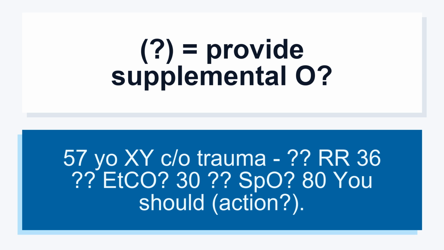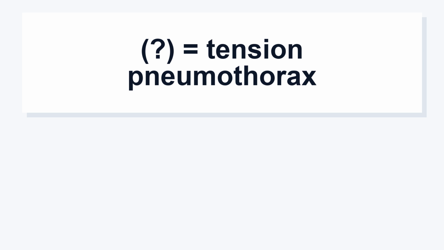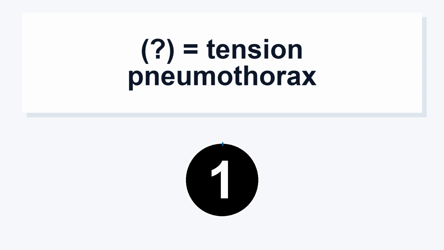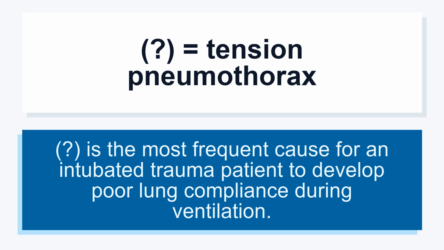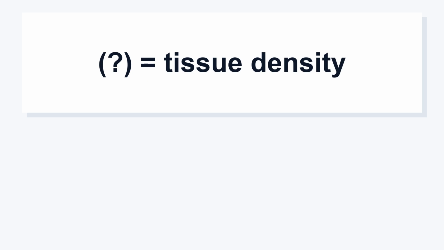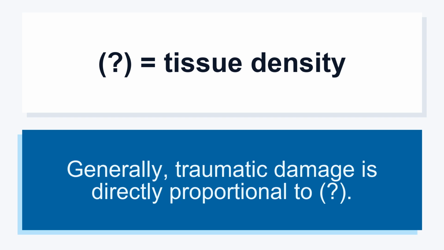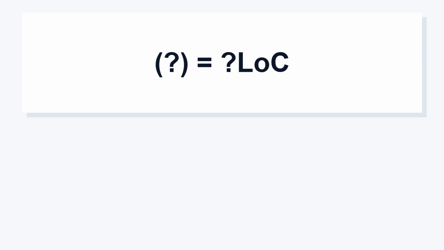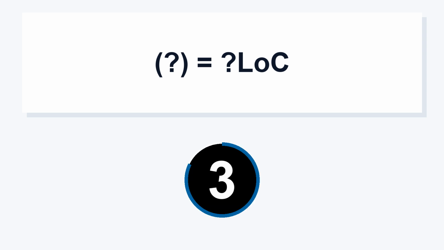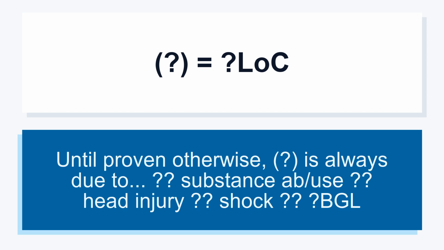57 XYC/O trauma, RR 36, ETCO 30, SPO 80. You should, action, equals tension pneumothorax. What is the most frequent cause for an intubated trauma patient to develop poor lung compliance during ventilation, equals tissue density. Generally, traumatic damage is directly proportional to equals lock. Until proven otherwise, is always due to substance abuse, head injury, shock, BGL, equals pediatrics.